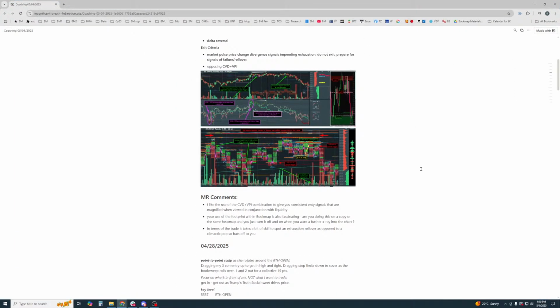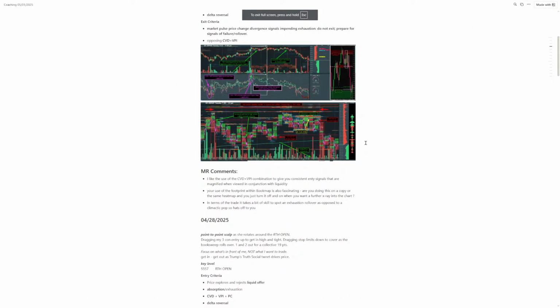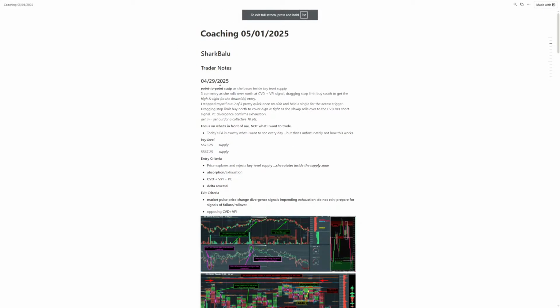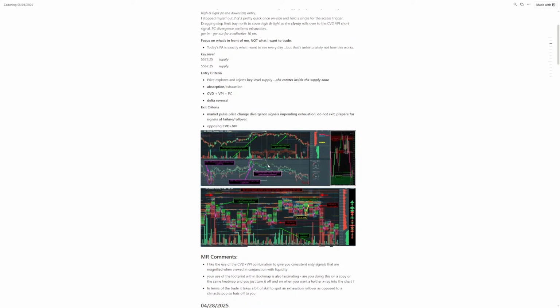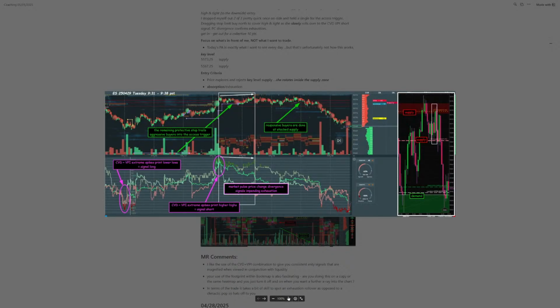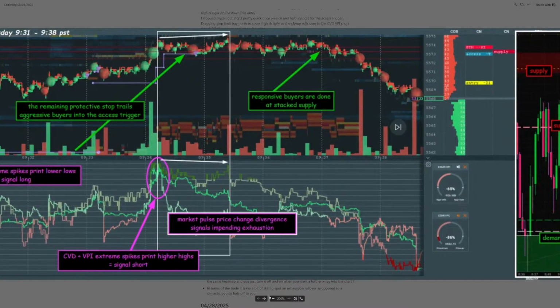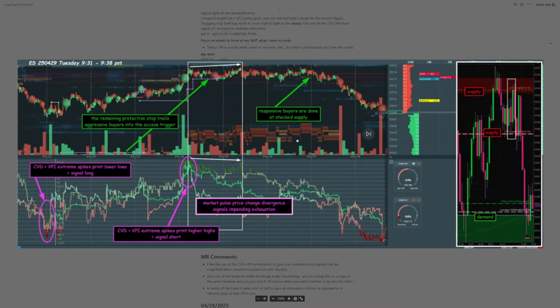All right, so let's take a look here. And Shark, this is what you've got here from Moby. Looks like from the 29th here, and we can open up this one and kick it off here. And Shark, I cannot hear you.